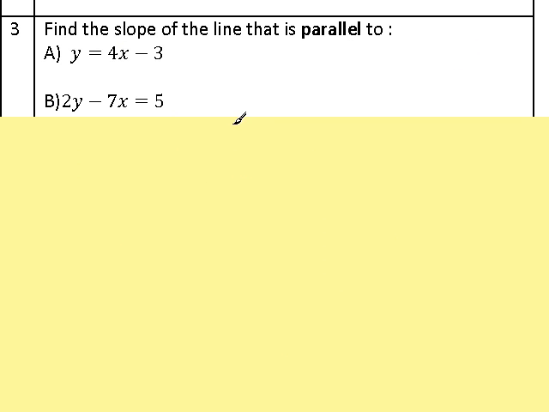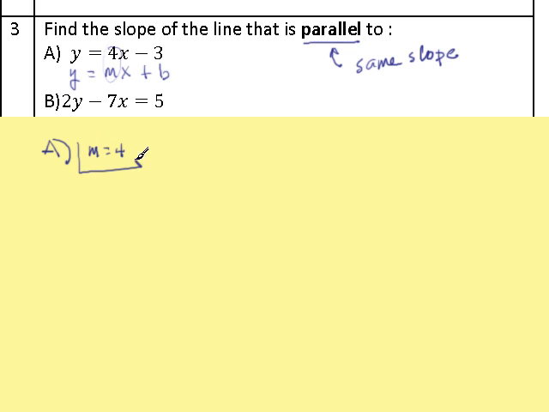Number 3, we want to find the slope of the line that is parallel to this line and then this line. Okay, so parallel, remember, parallel lines have same slope. So in A, this is in the form y equal mx plus b. M is the slope, and it appears right before the x. So we see that m is equal to 4 for this line and for a parallel line as well, because parallel lines have same slope.